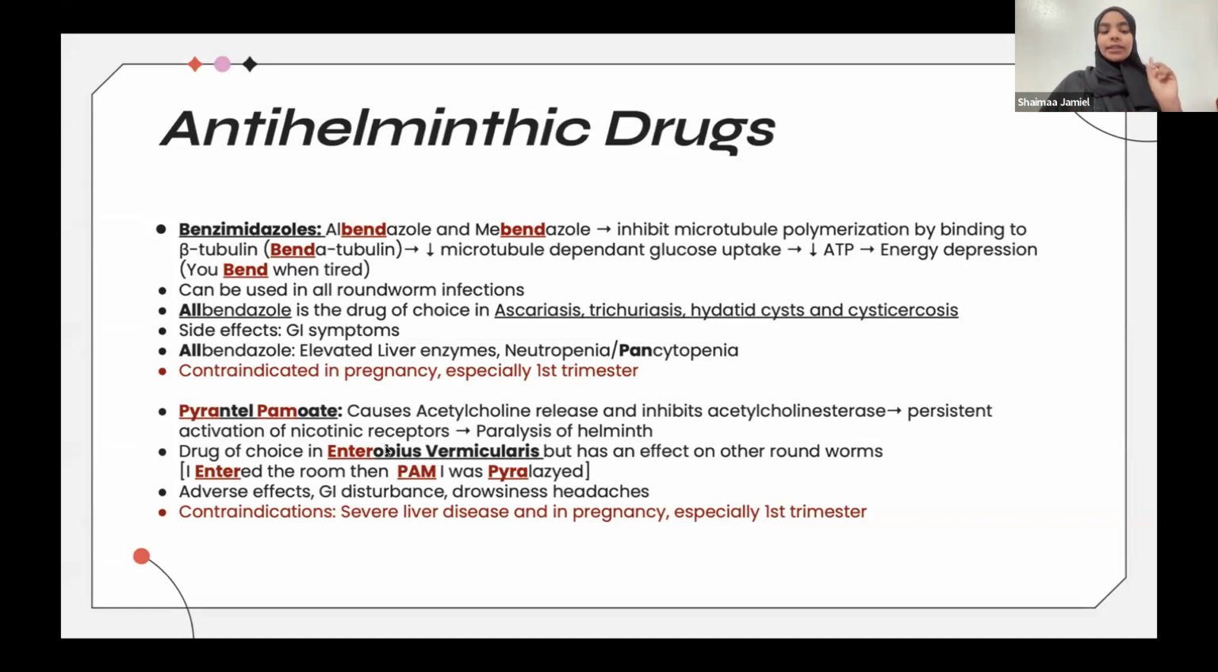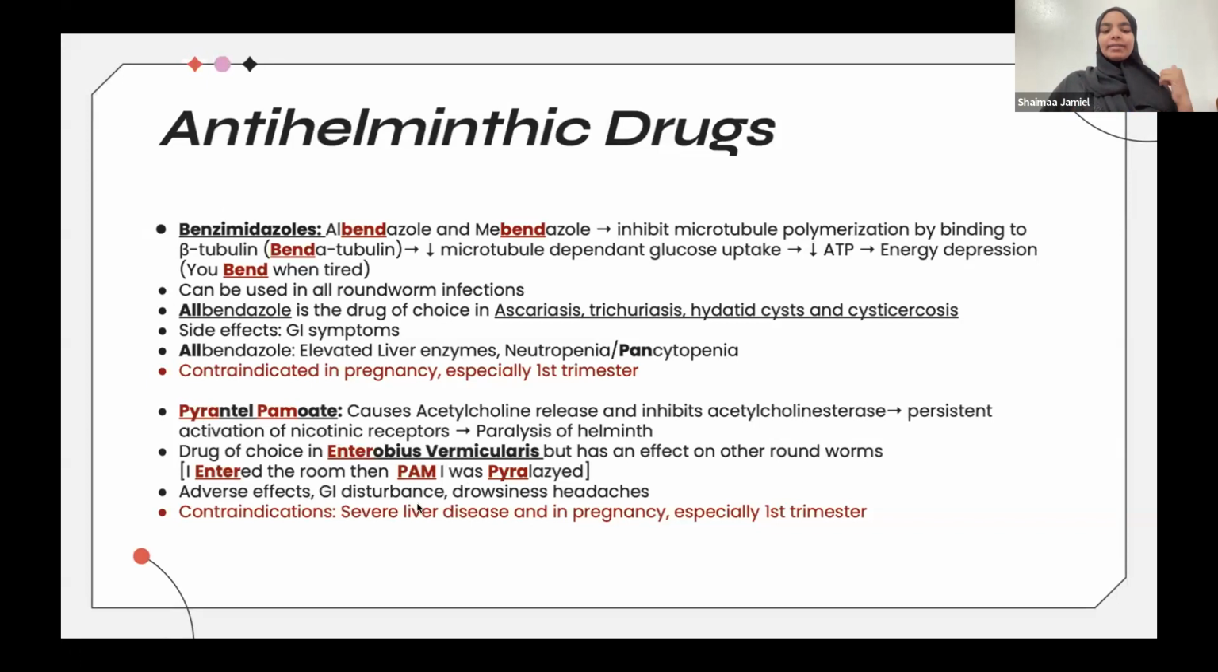And this one is the drug of choice in Enterobius vermicularis, which is the pinworm, the one in children. So pyrantel pamoate for Enterobius vermicularis can be used for ascaris, however, in conjunction with albendazole, not on its own. Okay. Again, a very dumb thing: I entered for Enterobius and then PAM, I was paralyzed. Pyrantel pamoate. Okay. So yeah.